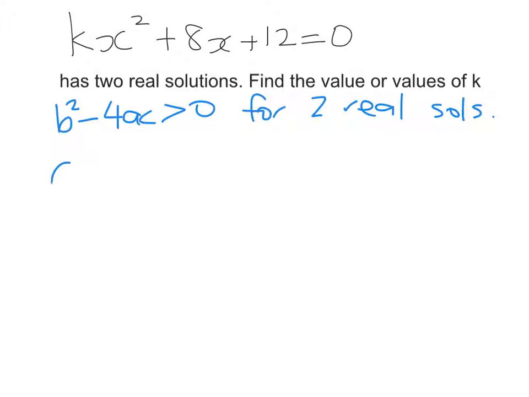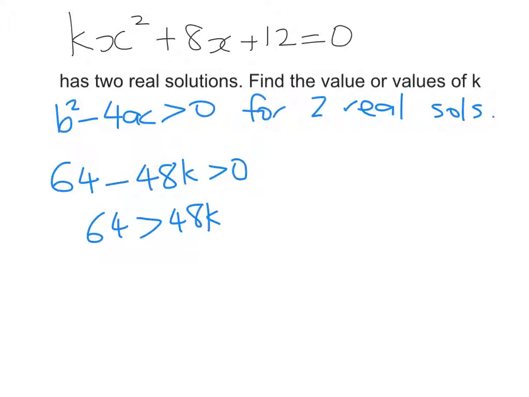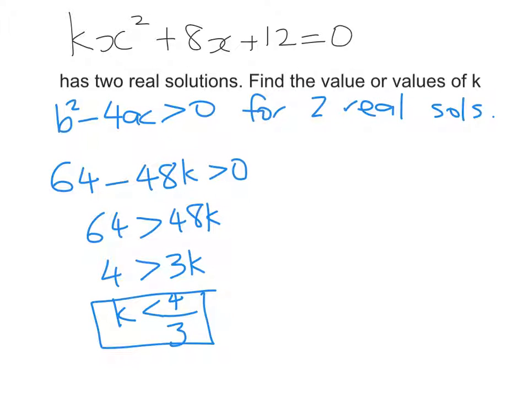What have we got? Well, we've got 64 minus 48k greater than 0. So 64 is greater than 48k, and dividing through both sides by 16, we get 4 is greater than 3k, or k is less than 4/3. Okay, so that's my answer there.